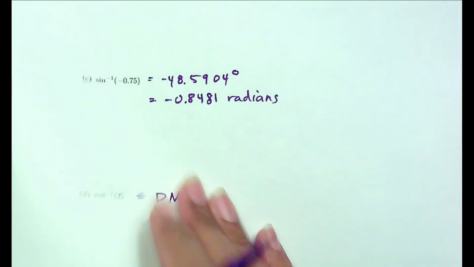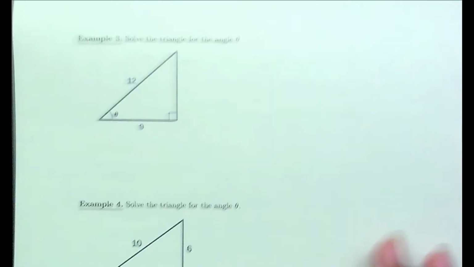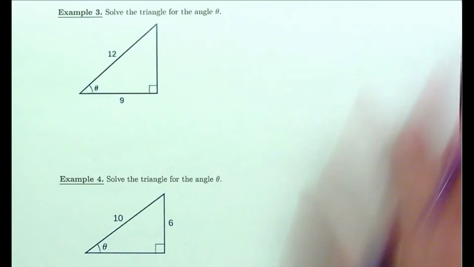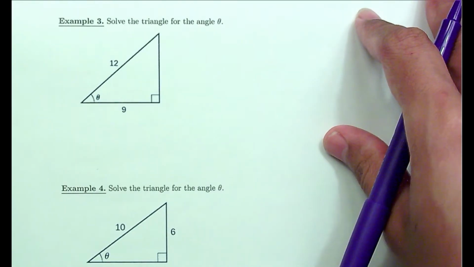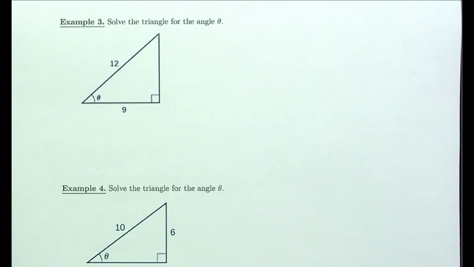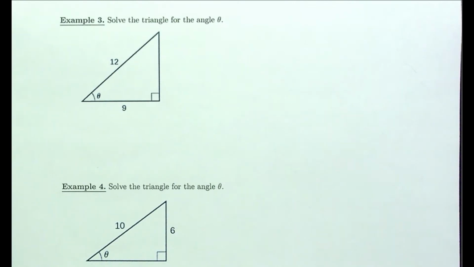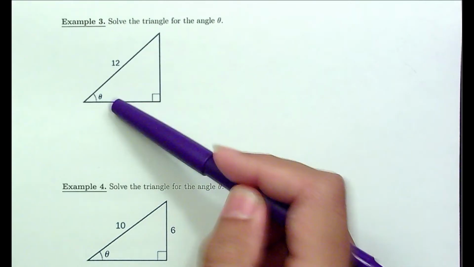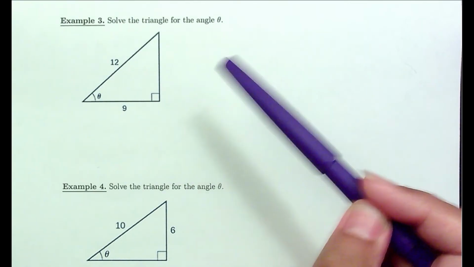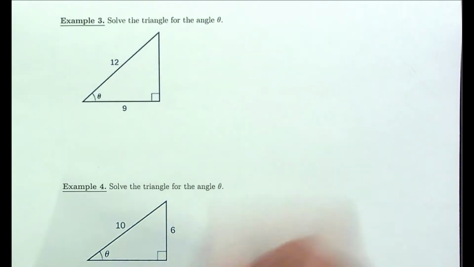Okay, now let's do these in context, in the context of either a geometry problem or a story problem. So this one says, solve the triangle for the angle theta. So given this triangle, let's figure out what theta is. First, we think of using SOHCAHTOA, which of the three basic trig functions, sine, cosine, tangent, relates all these three things.